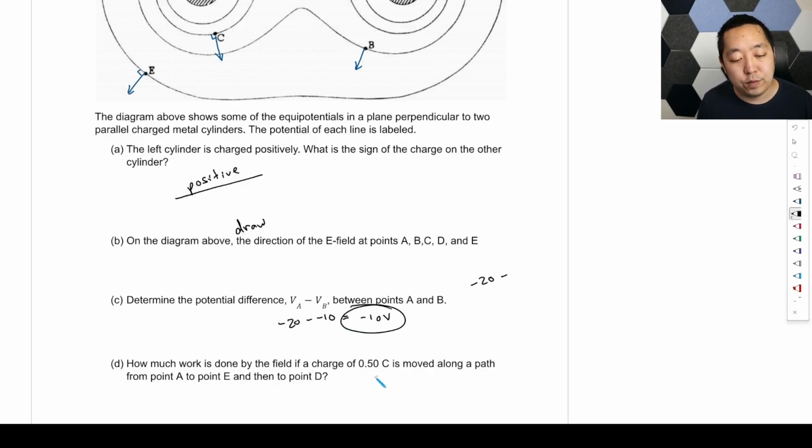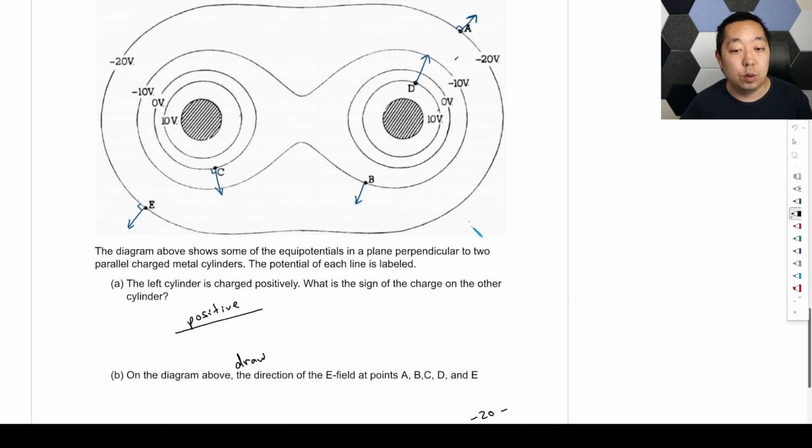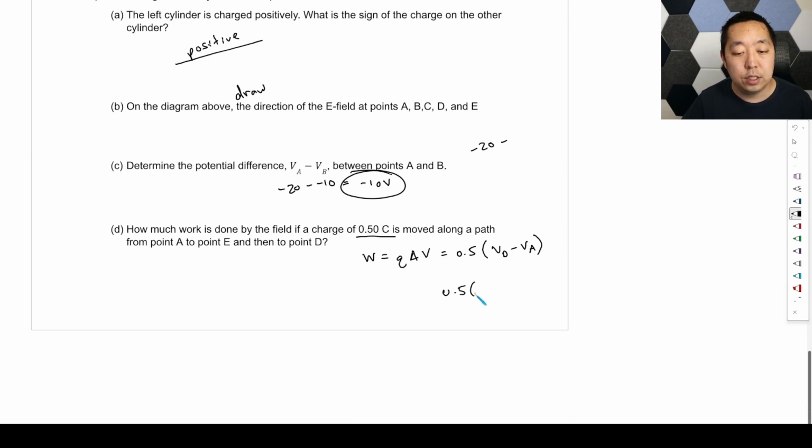How much work is done by the field if a charge of 0.5 coulombs is moved along a path from point A to E and then to point D? So all that matters, this is the awesome part of the potential, is if we think about the work being done, it's going to be Q times the change in potential. That's going to be the work done by the electric field. So we're going to take that charge. What's the potential difference, VD minus VA, right? And so we're going to take VD, which is 10 volts. VA is negative 20, so it's going to be 0.5 times VD, which is 10 minus negative 20. And that's going to be 30 times 0.5, and that's going to be 15 joules.